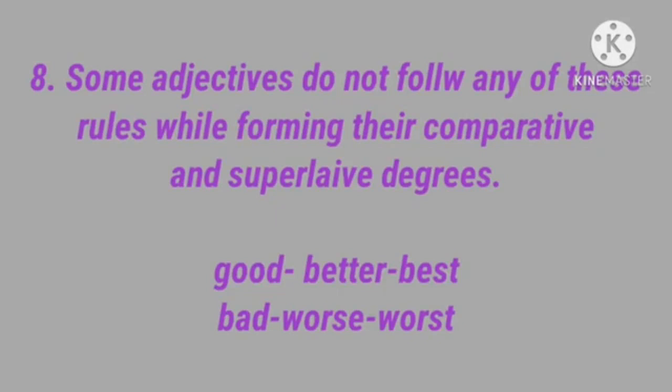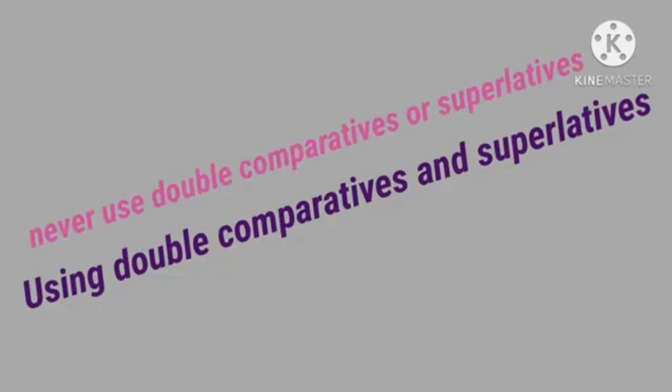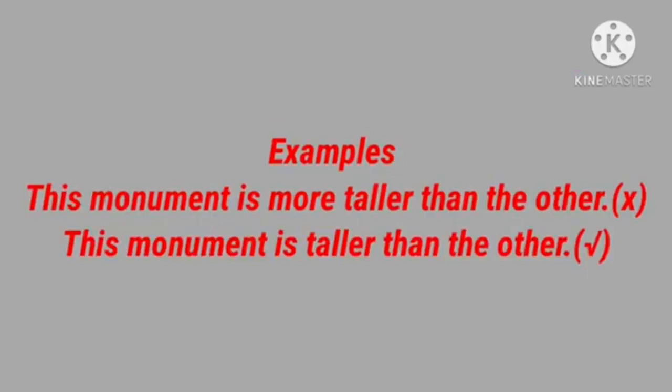Next, using double comparatives and superlatives. What are they? We should never use double comparatives or superlatives with a noun. See this example: This monument is more taller than the other. More is a comparative form and taller is also a comparative degree, so we should not use a double comparative.